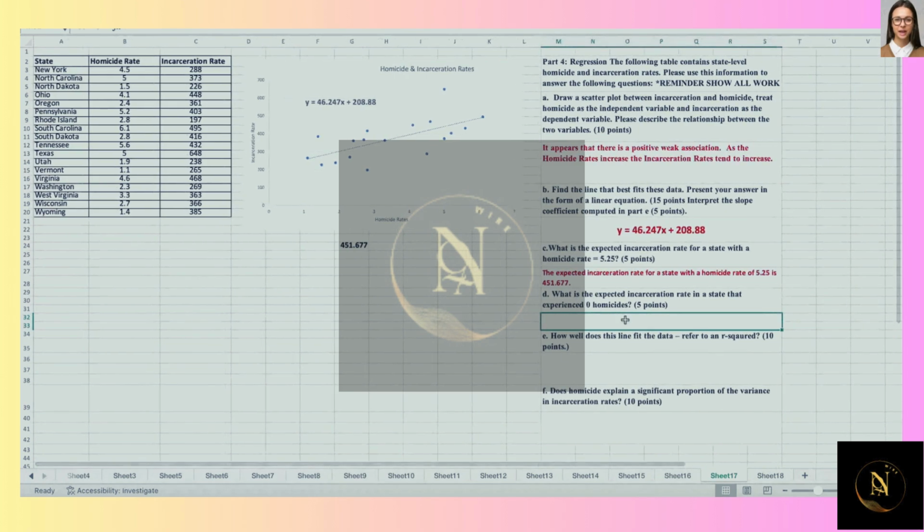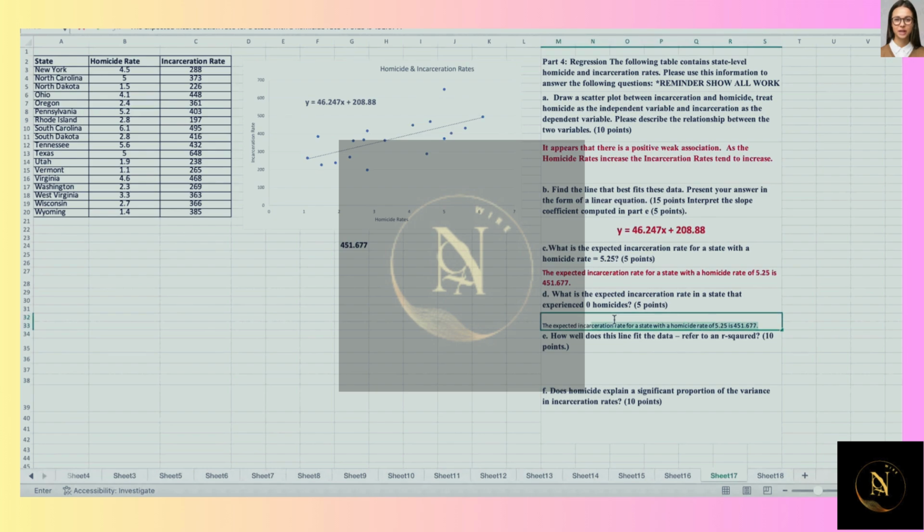Okay, and so then it says, what is the expected incarceration rate with a state that has experienced 0 homicides? So that's when my y-intercept comes into play. So we can say the expected incarceration rate for a state with 0 homicides is about 208.8. And I'm going to bold that, make it a little bit bigger.